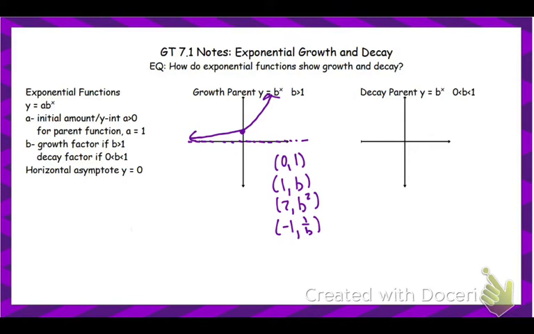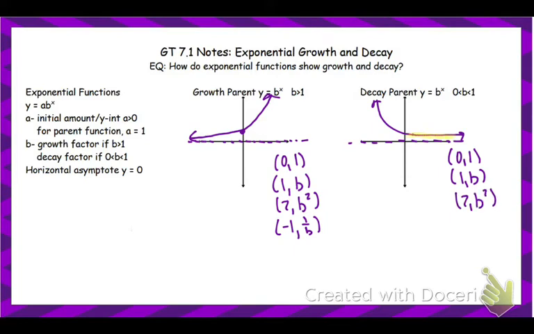All right, the decay parent function is going to look similar, but as you guys notice, it's going to go in the opposite direction. We still have that horizontal asymptote, and it's going to go through some similar points: (0, 1), (1, the base), but this time the base is a fraction, like 1/2, 1/3, 1/4. It still would be (2, the base squared), but again, that's why this graph has the shape that it does.